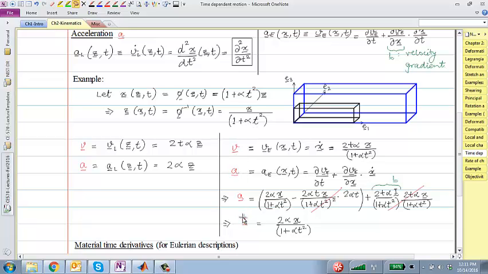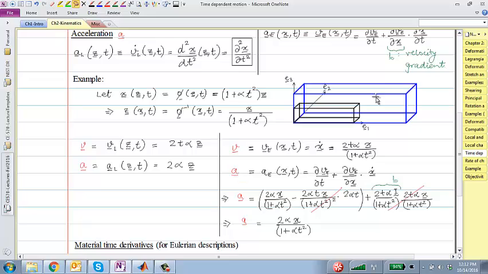accelerations, these Eulerian quantities in terms of x. Velocity for the Lagrangian description is 2t alpha z. If I replace this z here with x over 1 plus alpha t square, that's what I get here: 2t alpha x over 1 plus alpha t square. That is the Eulerian velocity at a point in space.